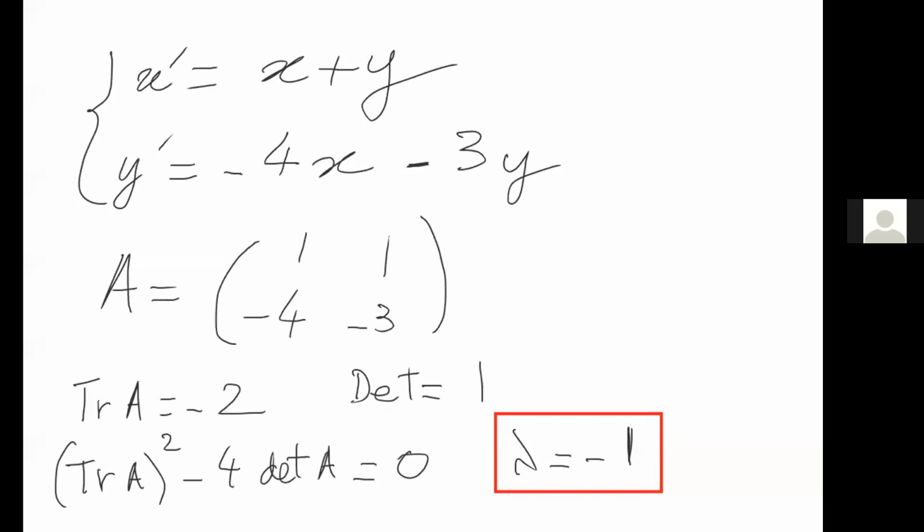So we are dealing with this equation. My A is given by 1, 1, minus 4, minus 3. The trace is minus 2. The determinant is 1. So if I look at the expression trace of A squared minus 4 determinant of A, it is 0. And so by applying the usual formula, I obtain one double eigenvalue, which is equal to minus 1. This means that I can't diagonalize A, all right?